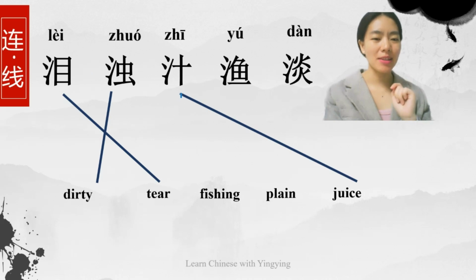汁. It means juice. And this word is 鱼. 鱼. It means fishing. And the last word is 淡. 淡. It means plain.